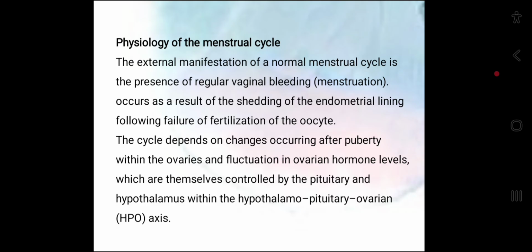The cycle depends on changes that occur after puberty within the ovaries and fluctuation in ovarian hormone levels, estrogen and progesterone, which are themselves controlled by the pituitary and hypothalamus within the hypothalamic pituitary ovarian axis. During childhood, the ovary is inactive. After puberty, when the hypothalamic pituitary ovarian axis matures and the ovary starts steroidogenesis, these hormones secreted by the ovary are responsible for the changes that occur during the menstrual cycle, the ovarian and uterine cycles.